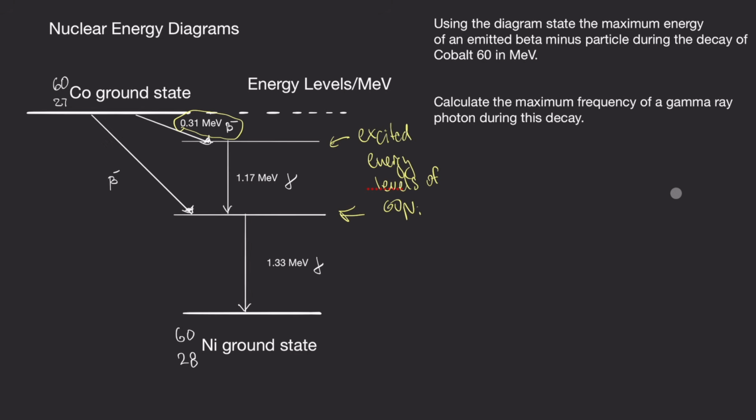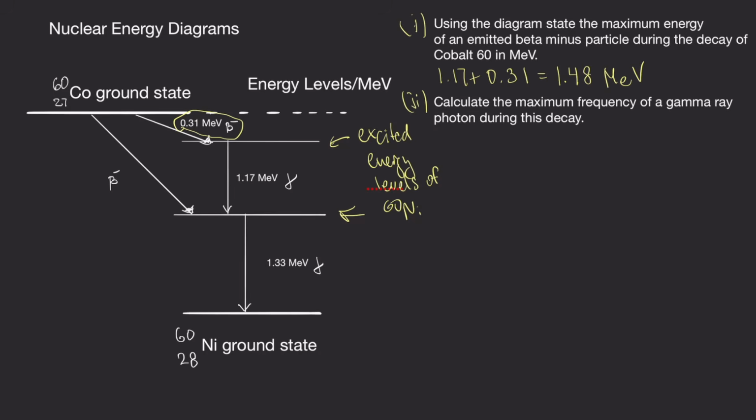And what we need to do for the first part of this question is, using the diagram, state the maximum energy of an emitted beta minus particle during the decay. Well, the maximum energy will occur when the beta minus particle decays to this level because there's a larger energy gap. And that energy gap will be equal to the sum of the previous two. So it will just be 1.17 plus 0.31, which is just going to give me 1.48 mega electron volts.